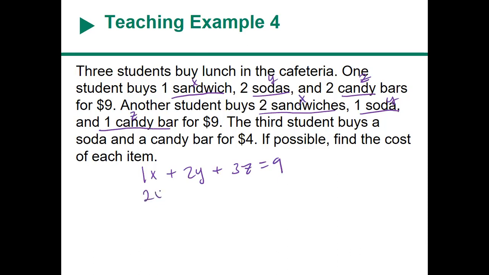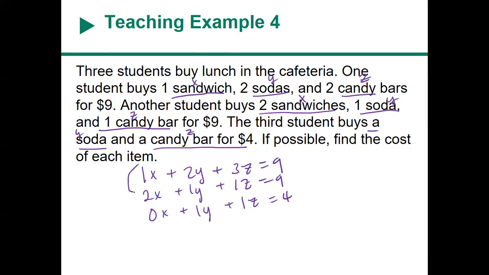So now we have 2X plus 1Y plus 1Z equals $9. The third student buys a soda, which is our Y, and a candy bar, which is our Z. They bought no sandwich, right? So 0 sandwiches plus 1 soda plus 1 candy bar equaled $4.